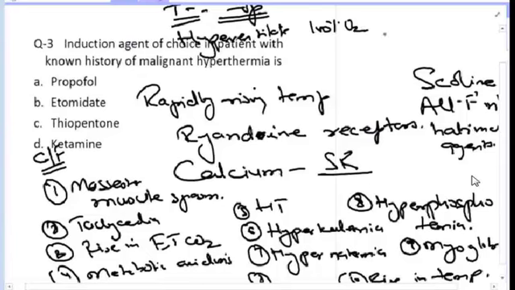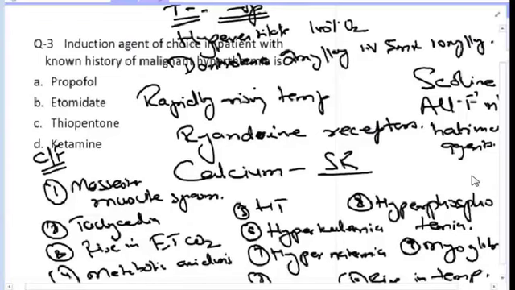Now, the most definitive treatment is dantrolene 2 milligram per kg, IV every 5 minutes to a maximum dose of 10 milligram per kg. Then soda bicarb, and other symptomatic treatment.